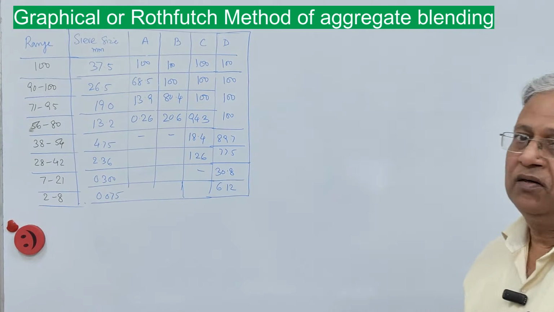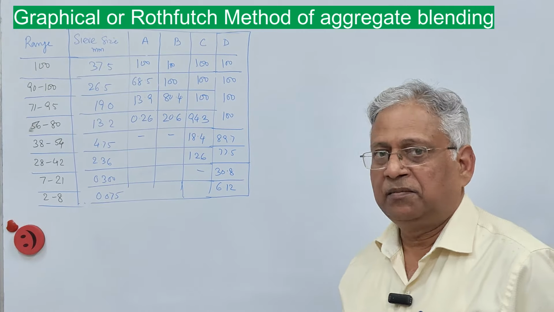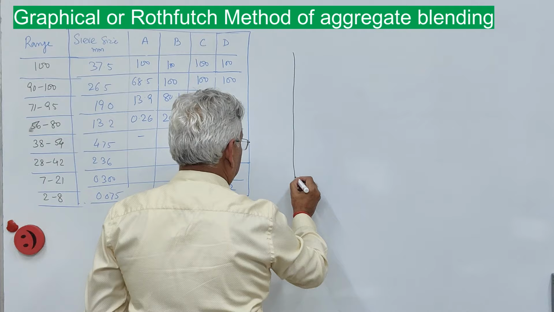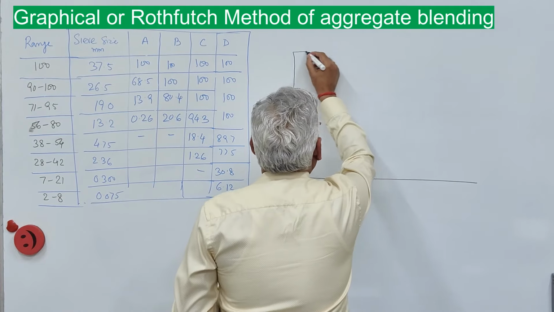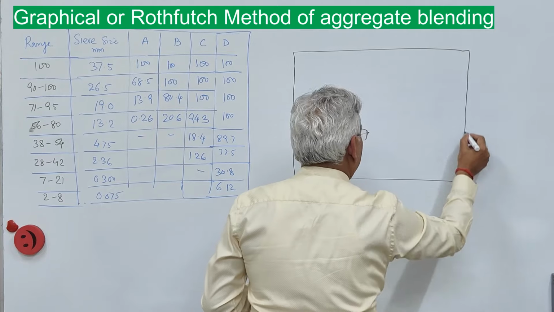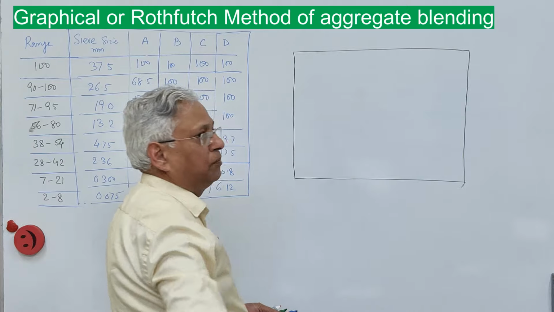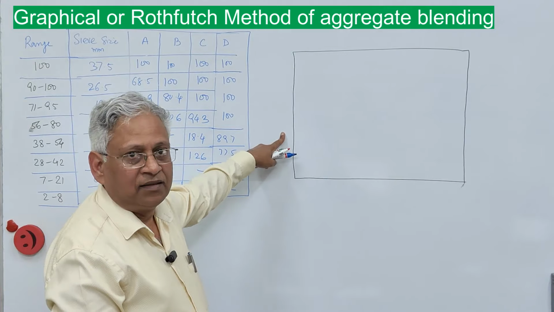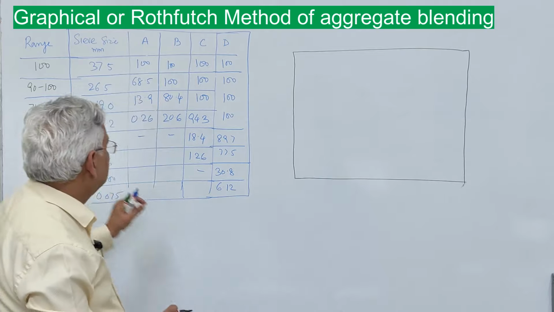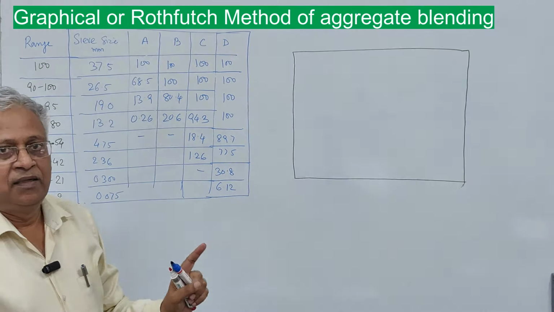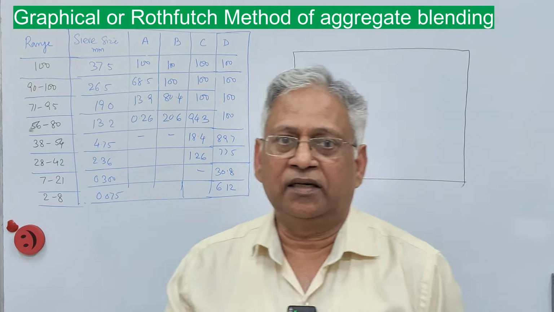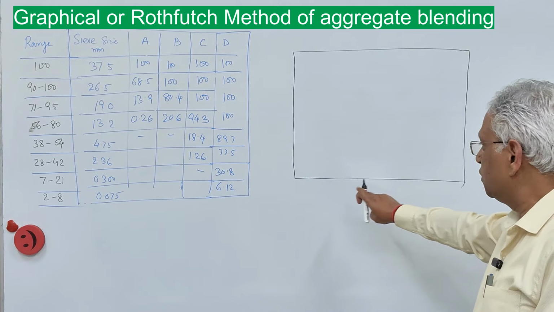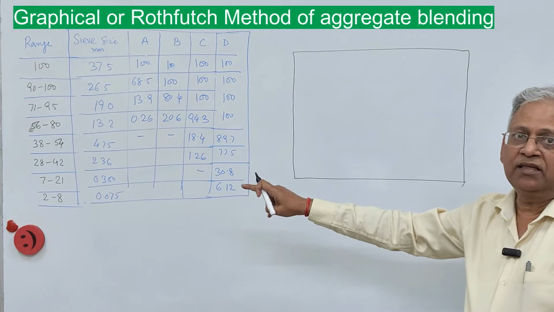So in the graphical method, you take a graph paper or simply a plain paper and draw a rectangle on this paper. Try not to have a very long rectangle; in fact, a square will be perfect. And then on the y-axis, you have the normal scale. You will prepare the x-axis so that the desired grading becomes a straight line. Normally, when you plot the gradation of an aggregate, it is not a straight line. So we choose this scale in such a manner that this gradation is a straight line.